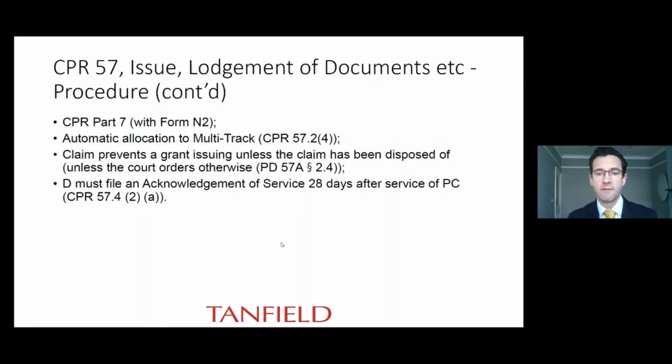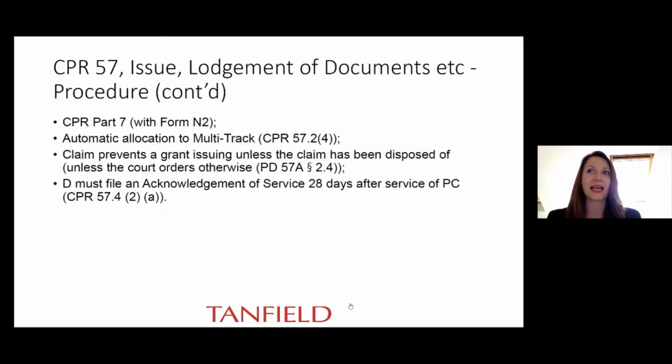The commencement of a probate claim prevents a grant from issuing unless the claim has been disposed of, unless the court orders otherwise. And a defendant must file an acknowledgement of service 28 days after the particulars of the claim have been served on the defendant, and that's in accordance with CPR 57.4. Now I'm going to hand over at this point to Olivia Murphy.